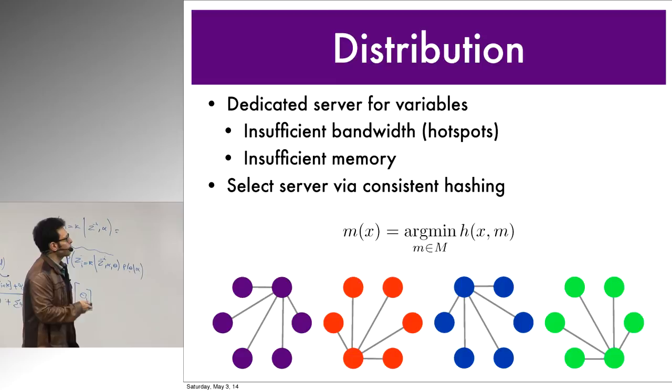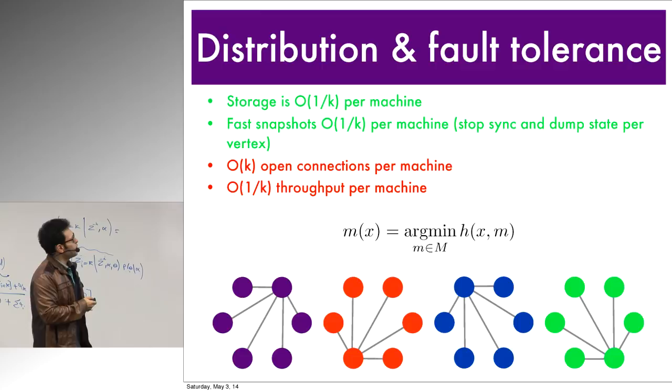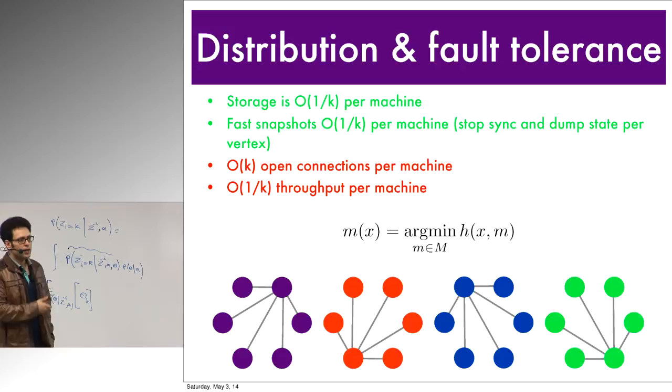Okay, so in this case, if you have K machines, then the storage of the global state in each machine is order 1/k, which is really good because, as I said before, we need to deal with fault tolerance. So in this case, an easy way to get fault tolerance is that each server can snapshot its image, which is only order 1/k, and you can do that in parallel, so I don't have to block for a server to take a snapshot.